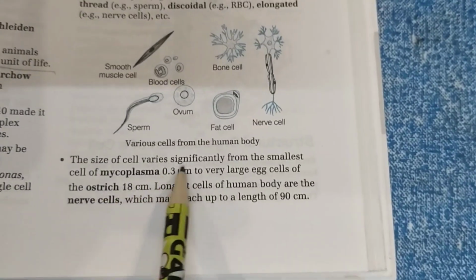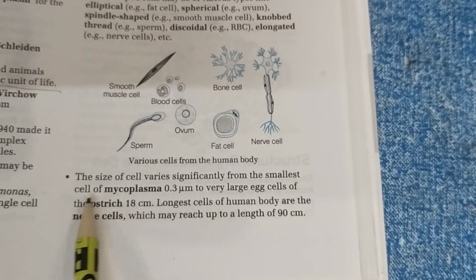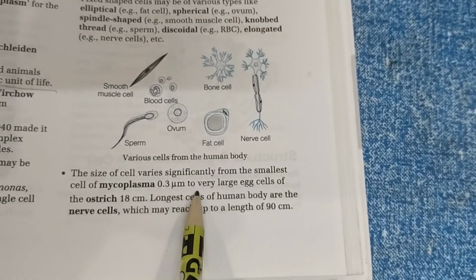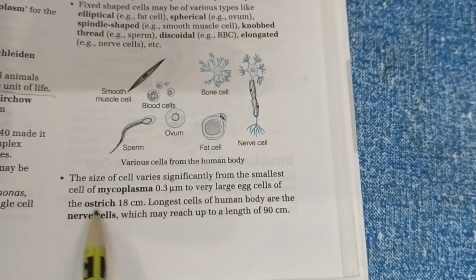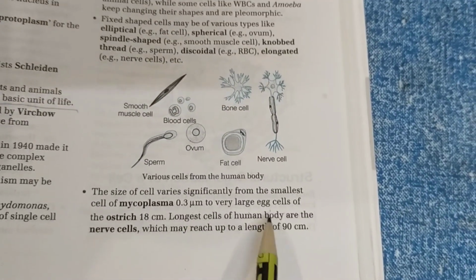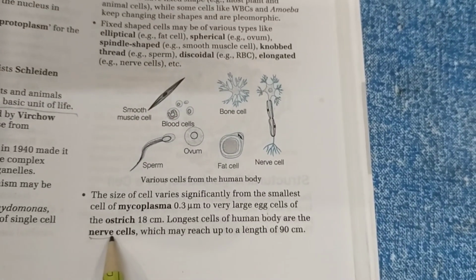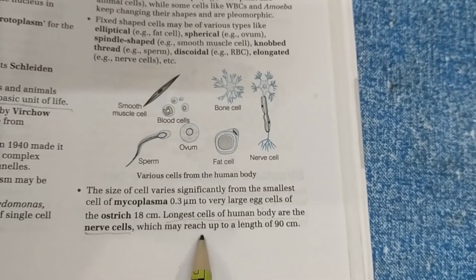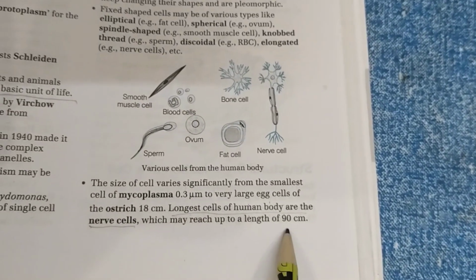The size of cells varies significantly, from the small cell of mycoplasma of 0.3 μm to the very large egg cells of the ostrich, 18 cm. The longest cells of the human body are the nerve cells. So what are the longest cells of the human body? It's the nerve cells, which may reach up to a length of 90 cm.